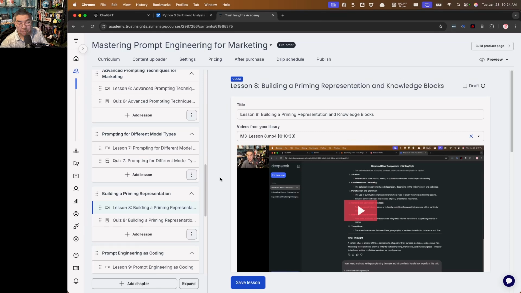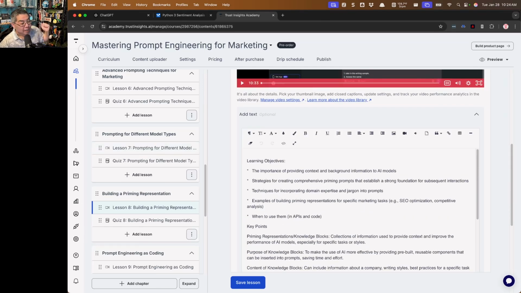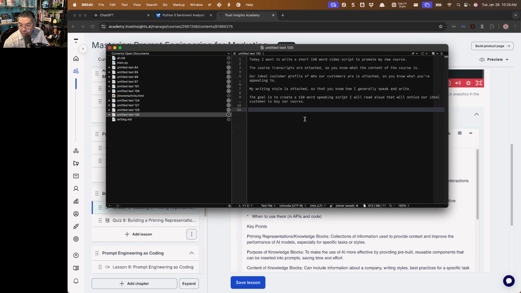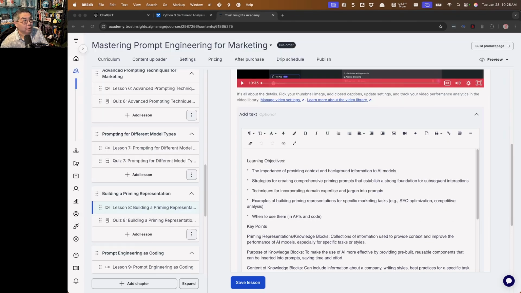How you build priming, representation, and knowledge blocks. This is a critically important part that we don't talk about enough, because knowledge blocks are one of those secret techniques. Oh, that's not a secret. Of how you build a really robust AI system for yourself, for prompting. Here's why. The prompt that I use to make the course ads looks like this. It is 88 words. Now, you might say that's not enough, Chris. There's just not enough prompting there. Well, of course not. That's the structure. The actual prompt, because of the documents I attach, is 45,000 words.